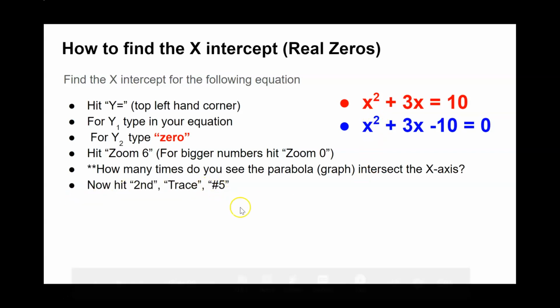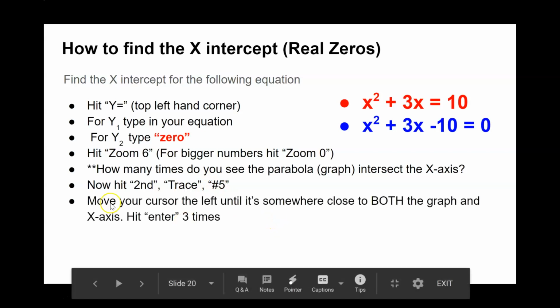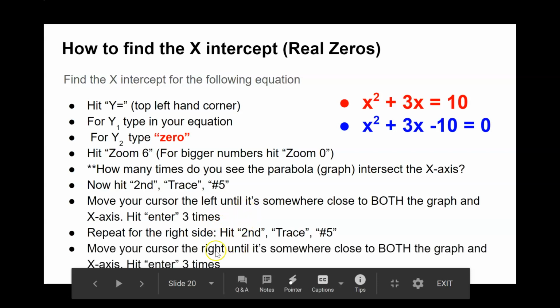So then we hit second trace number 5. Move your cursor, the little blinking cursor, to the left where you see both the graph and the x-axis hit, and you hit enter 3 times. Then to get the other side, don't slide over to the other side. You have to hit second trace number 5 again, and then you get your answer for that one. Do it again, and then hit enter 3 times. So just to give you an idea, I'm going to show you in the calculator how to do this one.